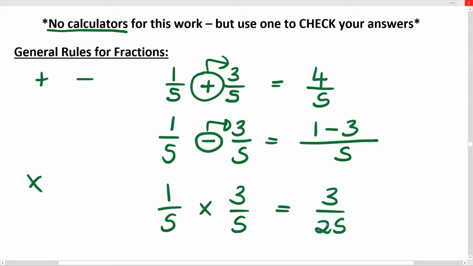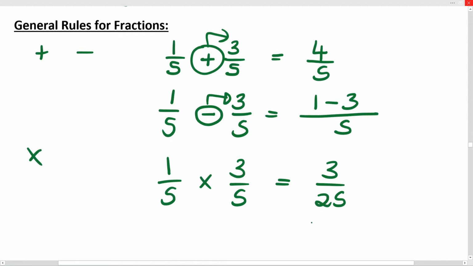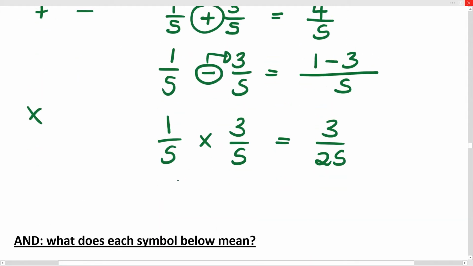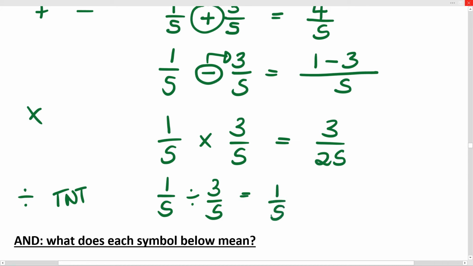And then what if it was divide? If it was divide, then I would have 1 over 5 divided by 3 over 5. And I want you to remember tip and times. That's when we do dividing. So that's actually the same as 1 over 5 times 5 over 3. You only tip and times the thing that comes after the divide sign. And that one's really easy, because I'm going to cancel any top with any bottom, and I'm going to end up with 1 over 3.